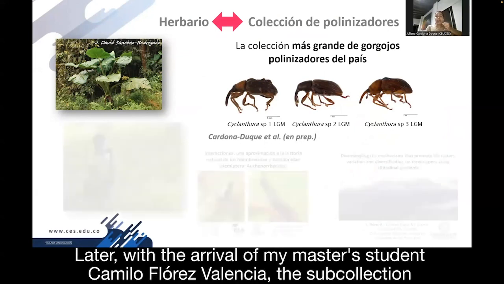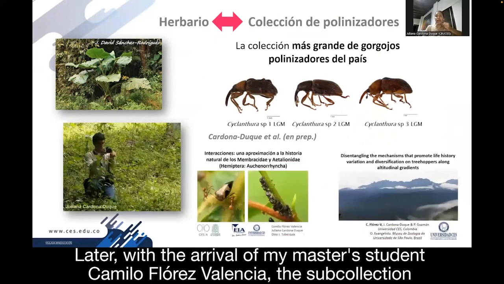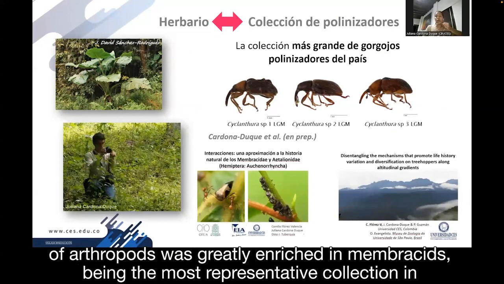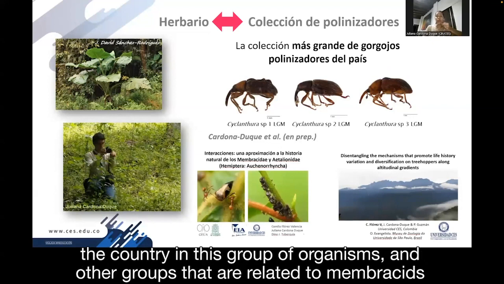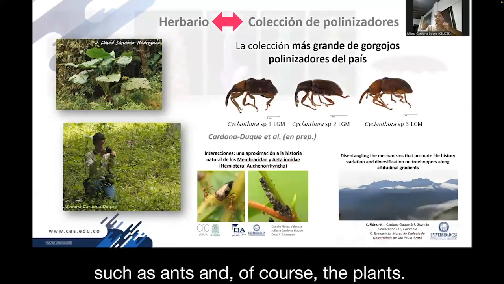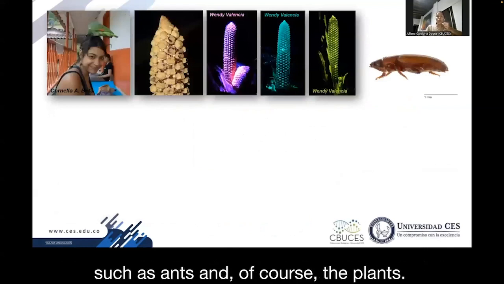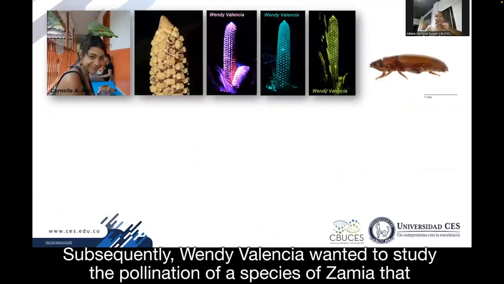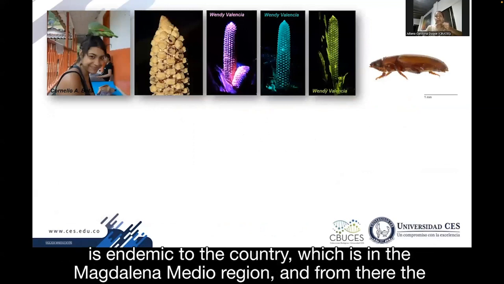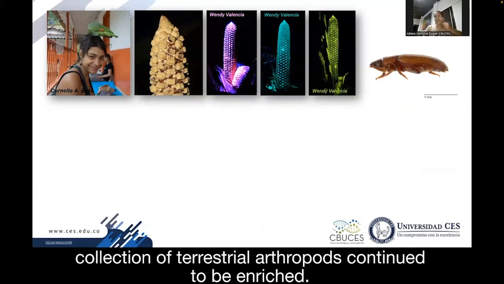Más adelante, con la llegada de mi estudiante de maestría, Camilo Flores Valencia, esa subcolección de artrópodos se enriqueció enormemente en membráceos, siendo hoy la colección más representativa del país en este grupo de organismos y otros grupos que están relacionados con los membráceos, como las hormigas y, por supuesto, las plantas. Posteriormente, Wendy Valencia quiso abordar la polinización de una especie de Samia que es endémica del país, que está en la región del Magdalena Medio, y a partir de ahí se continuó enriqueciendo la colección de artrópodos terrestres.